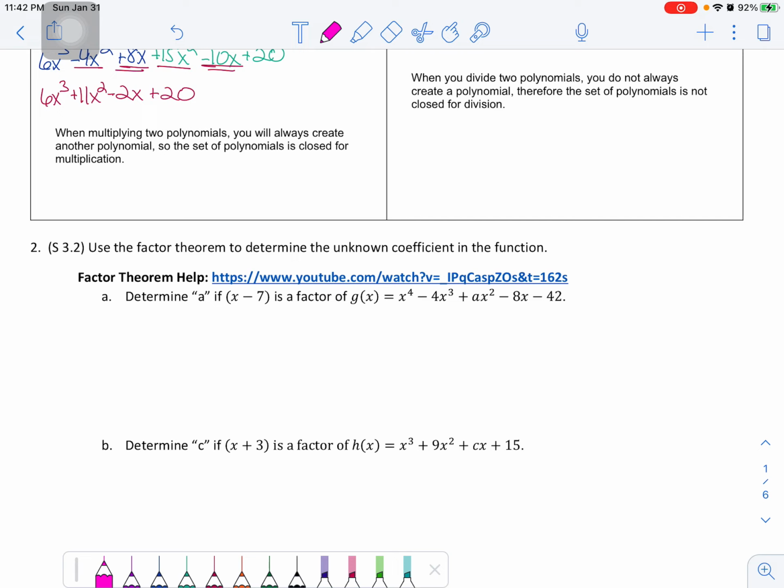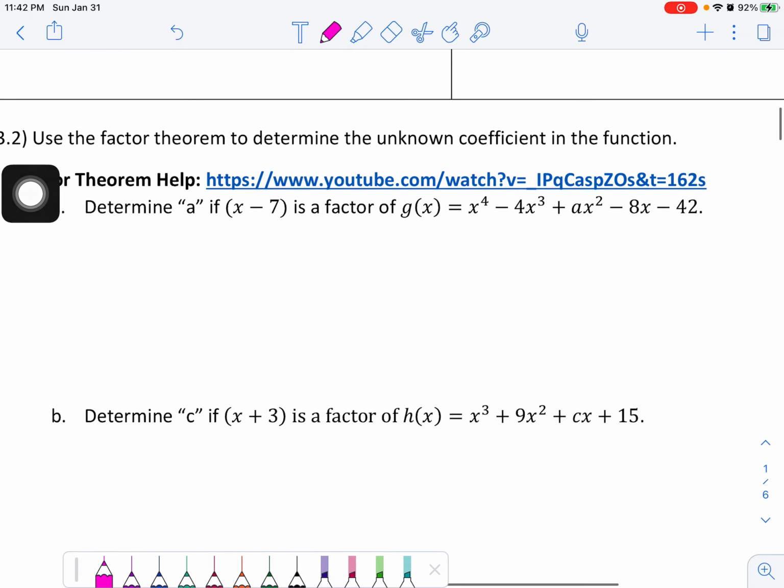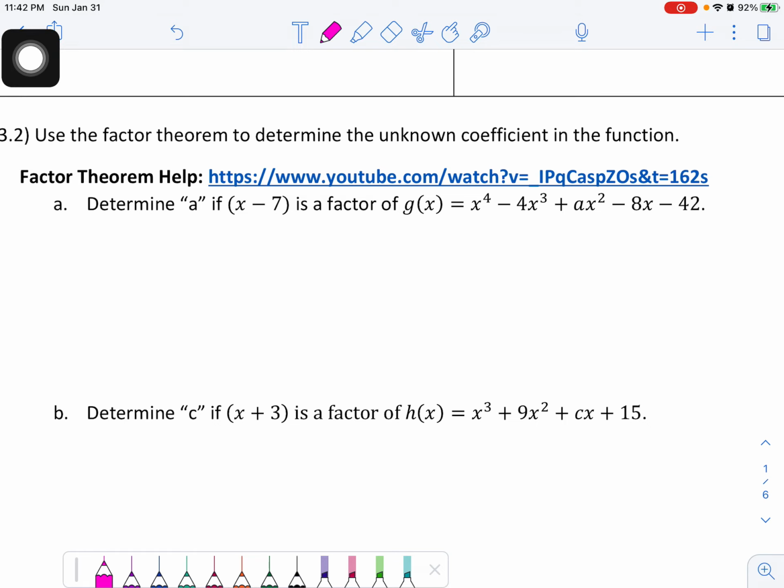Problem number 2 says to use the factor theorem to determine the unknown coefficient in the function. Now there's 2 examples here. The first example I'm going to do with the function notation, and the second one I'll do with synthetic division, just so you can see both. You pick which one you like better. For part A here, we've got x minus 7, so I'm going to set it to 0, which means x is equal to 7. What I want to do now is find g of 7. So every place I have an x, I'm going to replace it with a 7.